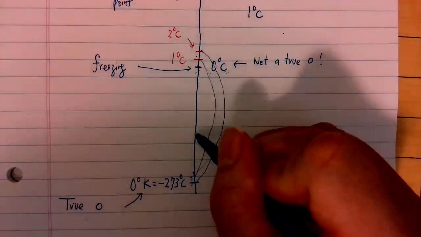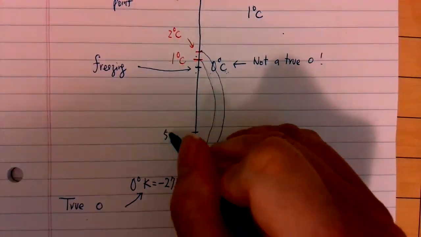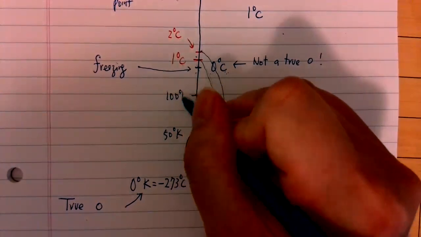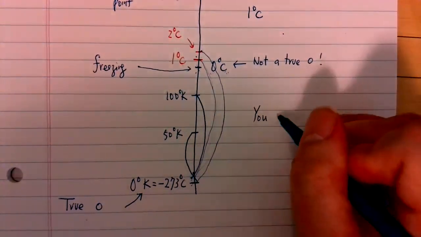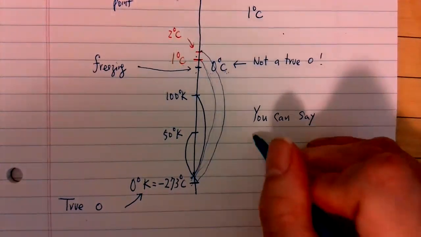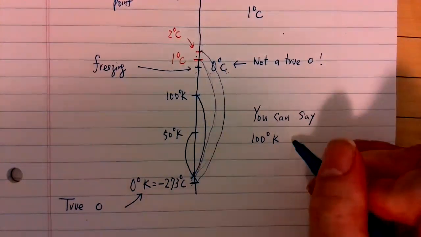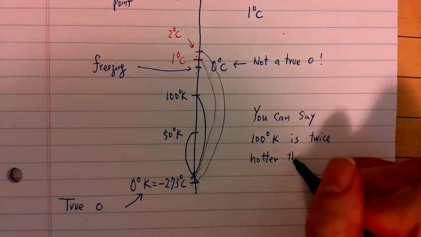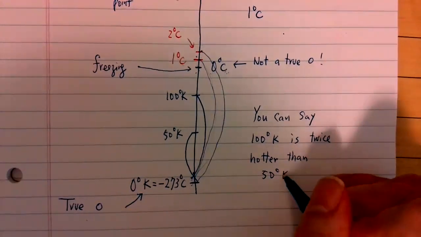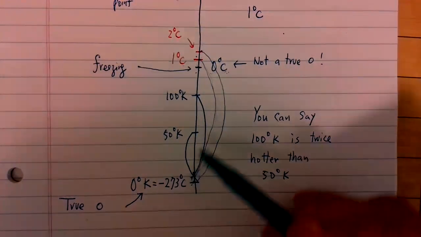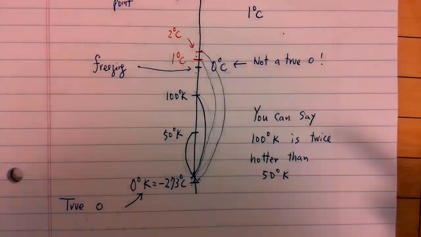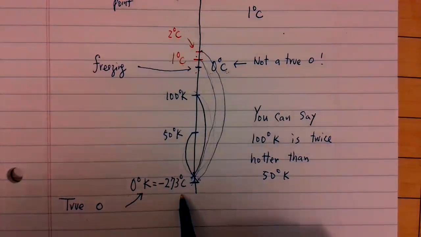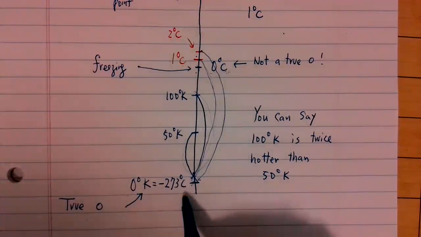Now, if you measure temperature by Kelvin, say this is 50 degrees Kelvin, and this is 100 degrees Kelvin. You can say 100 degrees Kelvin is twice hotter than 50 degrees Kelvin. Because this is a true zero. This is 2 times that. The measurements are in correct ratio. So when you measure temperature in Kelvin, it has a true zero. So that's ratio level.